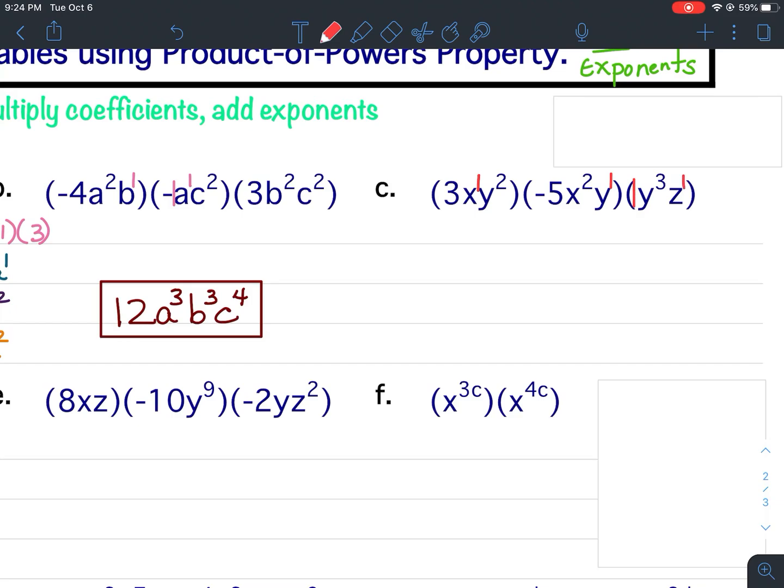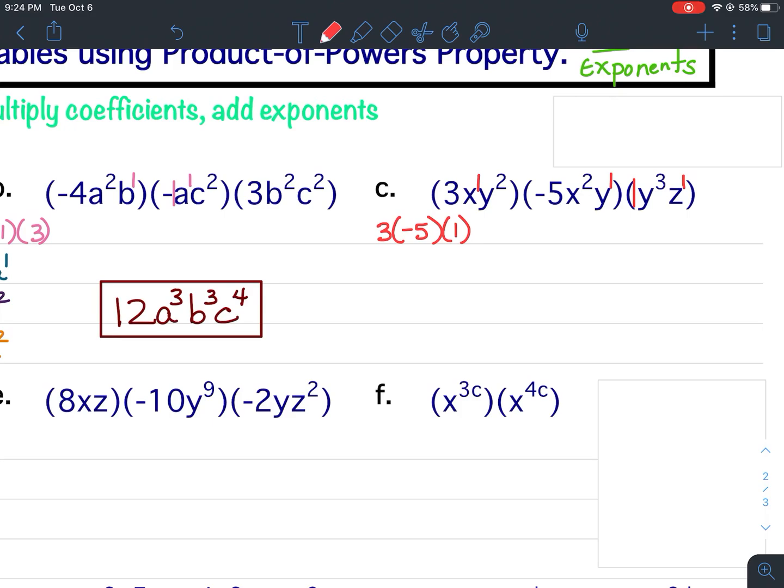So again, exponent of 1 on the x in the first monomial, 1 as an exponent for the y in the second monomial. I need a coefficient of 1 in the third monomial, and the z needs a 1 for the exponent. Okay, so let's group together our coefficients. In the first monomial, I have a 3. In the second one, it's a negative 5. And the last one, it's a positive 1.